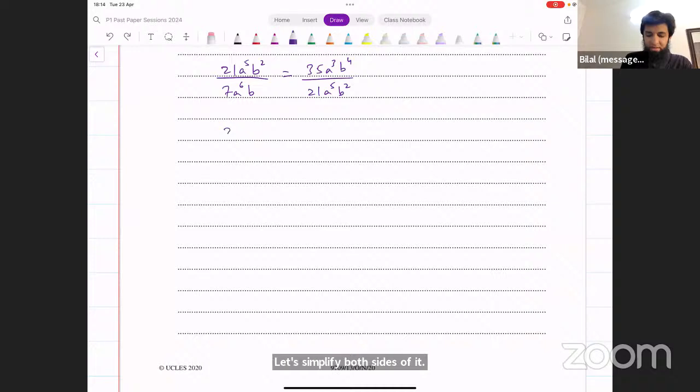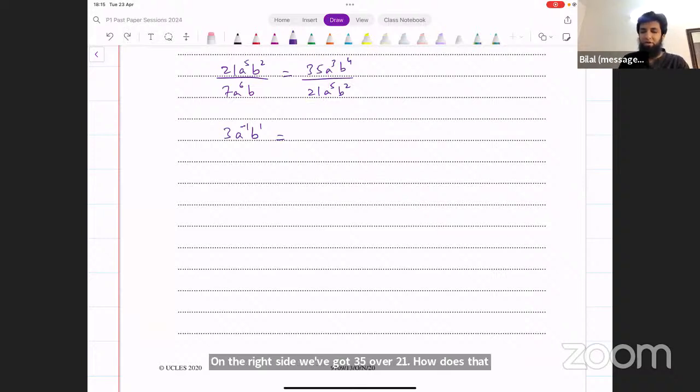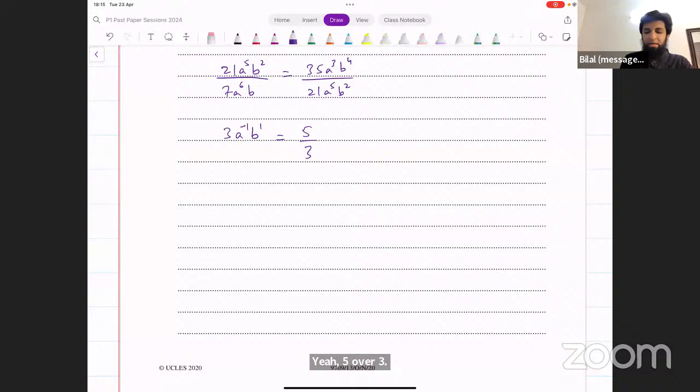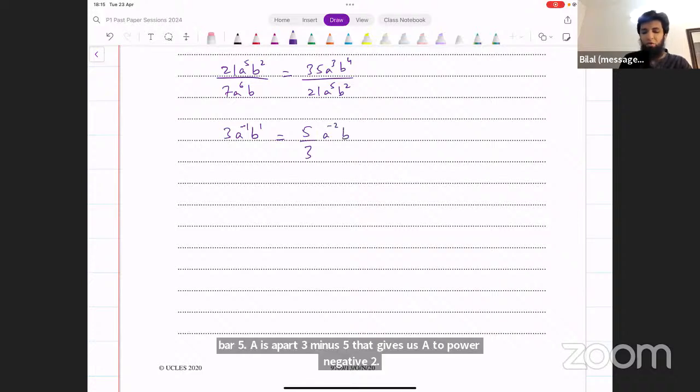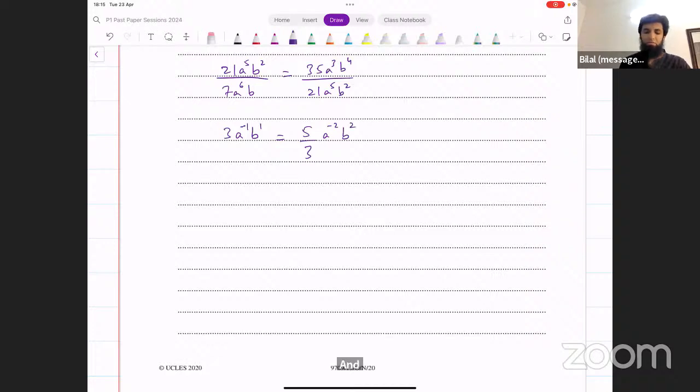21 over 7 on the left side, that gives us 3. Then we have a power 5 here, a power 6 here. What does the power of a become? 5 minus 6, that's a power minus 1. B squared and b raised to power 2 minus 1, that becomes b raised to power 1. On the right side, we've got 35 over 21. How does that simplify? I think that's 5 over 3, right? Yeah, 5 over 3 on the right side. A cube over a raised to power 5. A raised to power 3 minus 5, that gives us a raised to power negative 2. And then b raised to power 4 minus 2, that is 2.